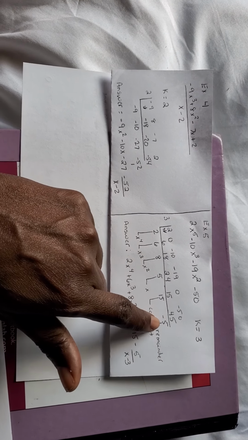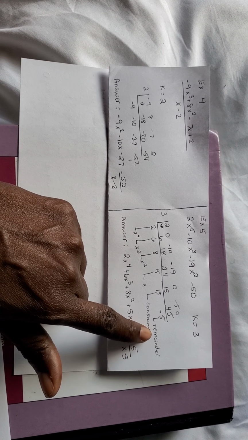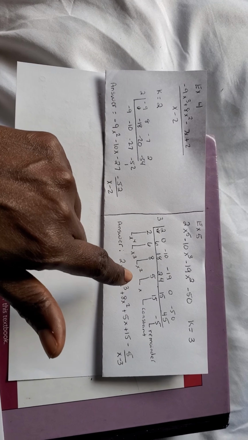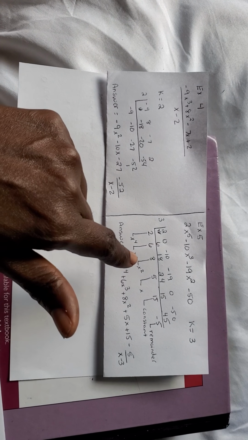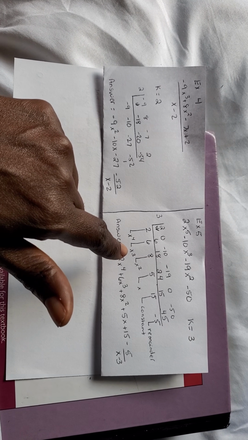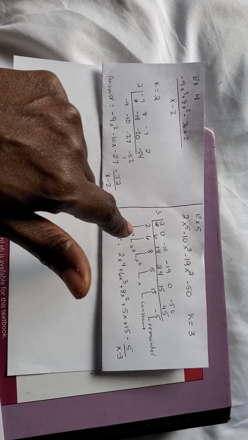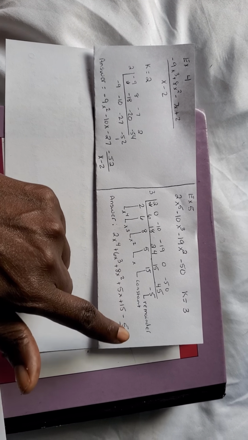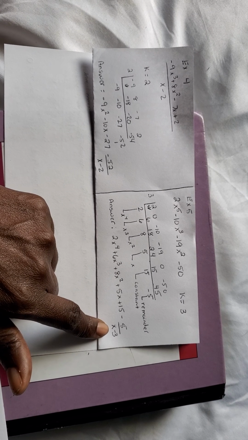And you see here my remainder is negative 5. The constant term is 15. My x term is 5. My coefficient for my x squared is 8. My coefficient for my x cubed is 6. And the coefficient for the x to the fourth is 2. And there's my answer with the remainder over x minus 3.